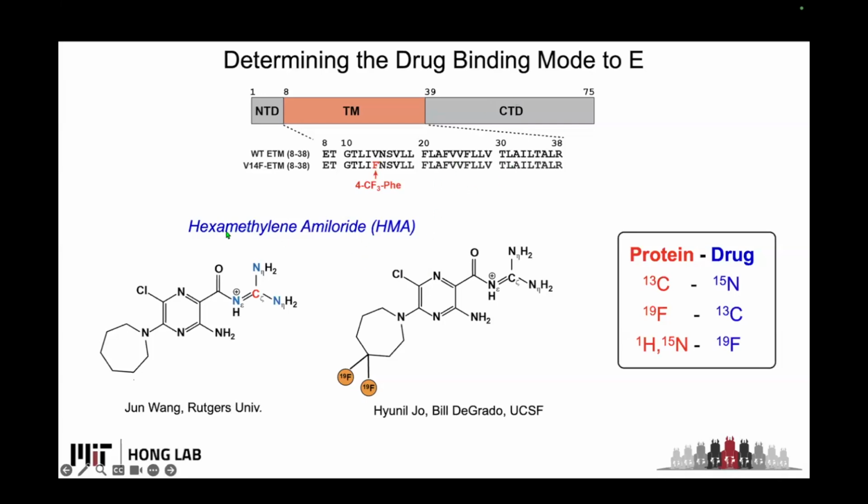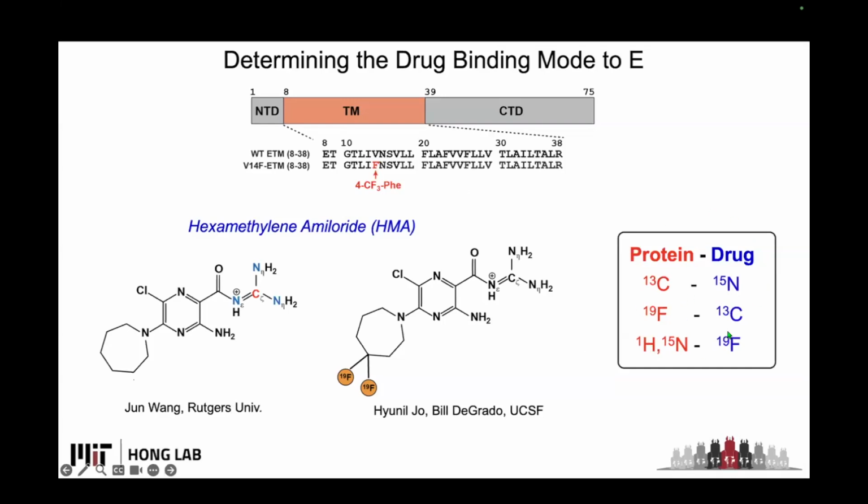And so this HMA is a molecule that is known for a while, and we are fortunate to have medicinal chemists from both UC San Francisco, from Bill DeGrado's lab, and from Rutgers University, Jun Wang, that provide us with these very nice isotopically enriched drugs, whether it's C13 and 15N labeled at the guanidinium moiety or fluorinated at the hexamethylene ring end. Both are very useful for NMR-based determination of the drug binding site.